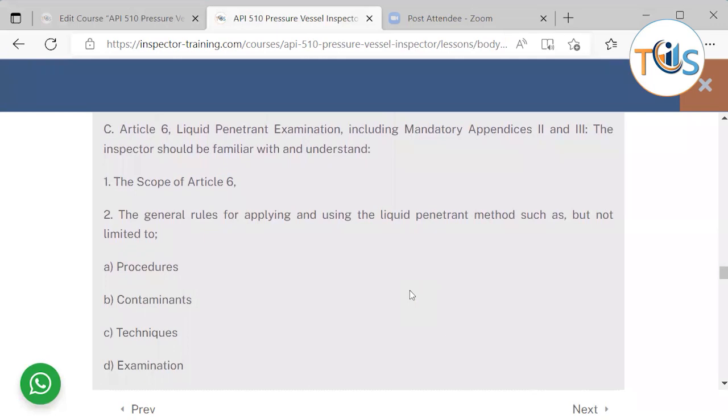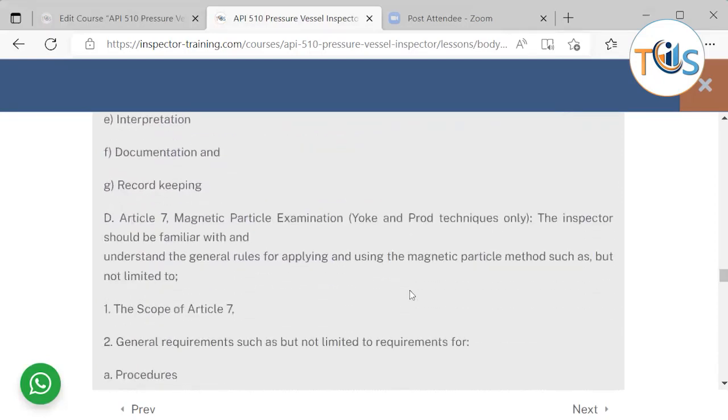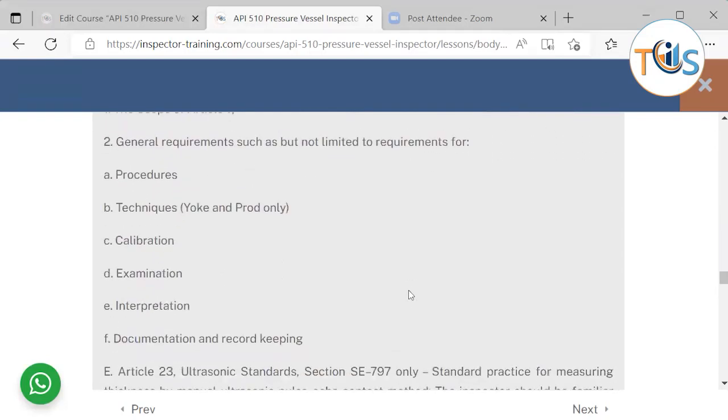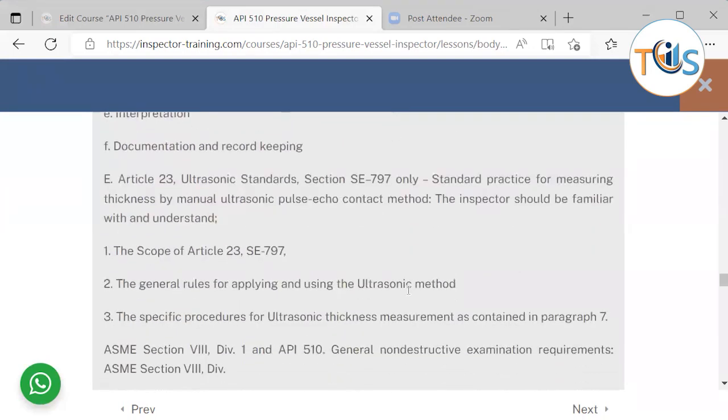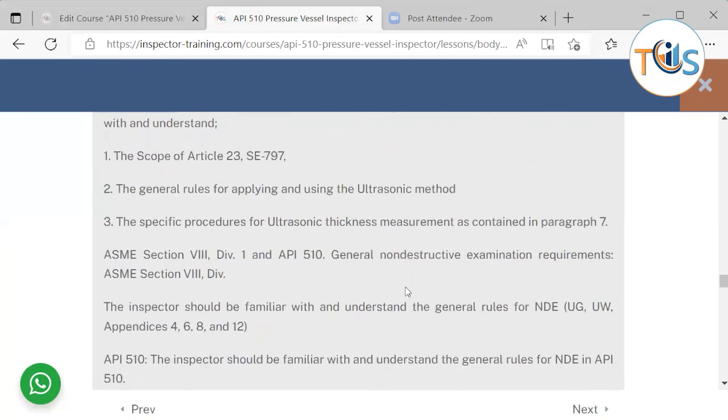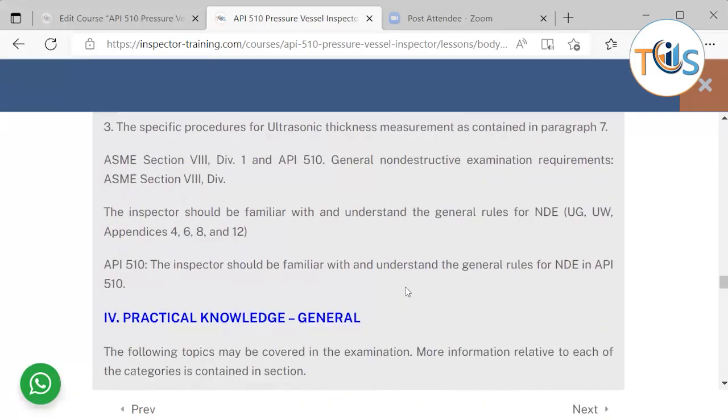And then you should know about liquid penetrant. Article 6, again, you should know about procedures, techniques, examination, records, etc. And Article 7, magnetic particle. And it would be the same: interpretation, examination, calibration, techniques, documentation and record keeping, and procedures. And then the simple thickness measurement, which is by UT, which is Article 23. This is probably a couple of pages of documents at all. So you should know the overall how that works.